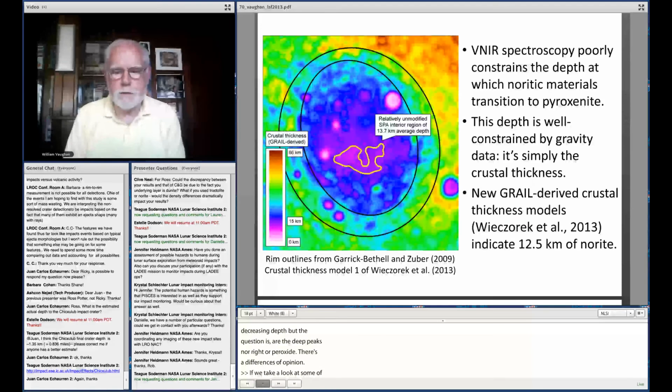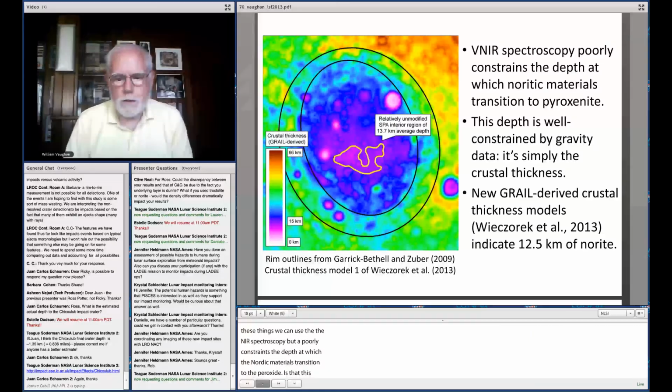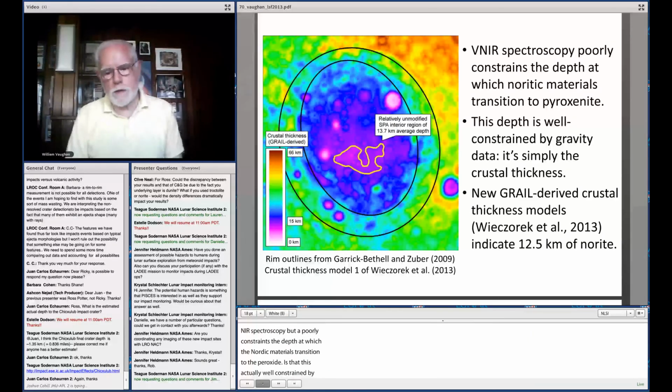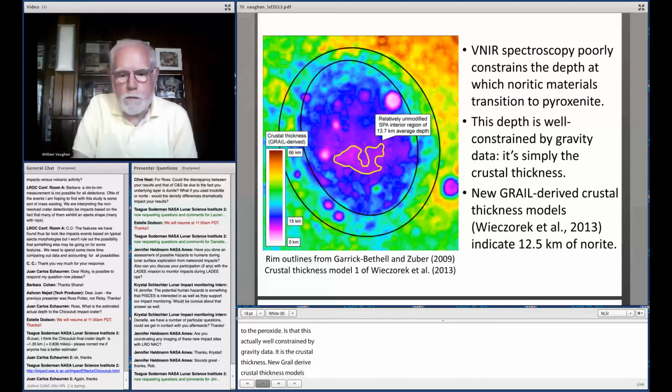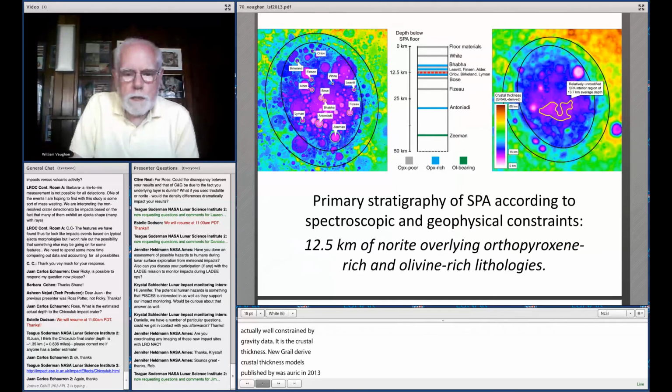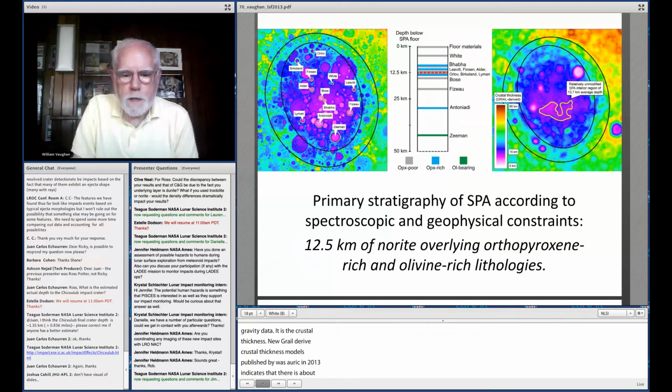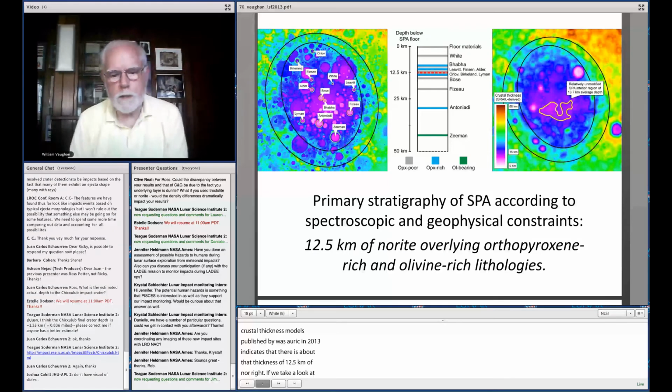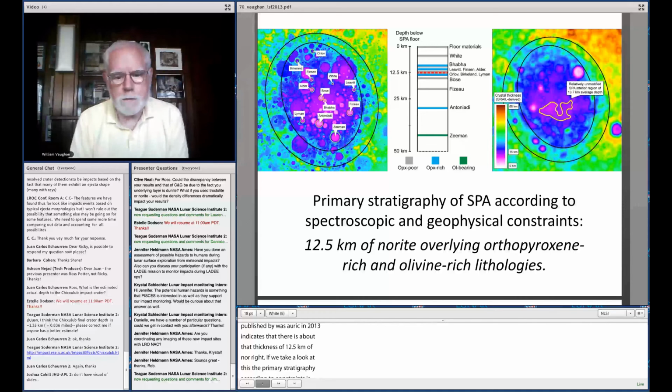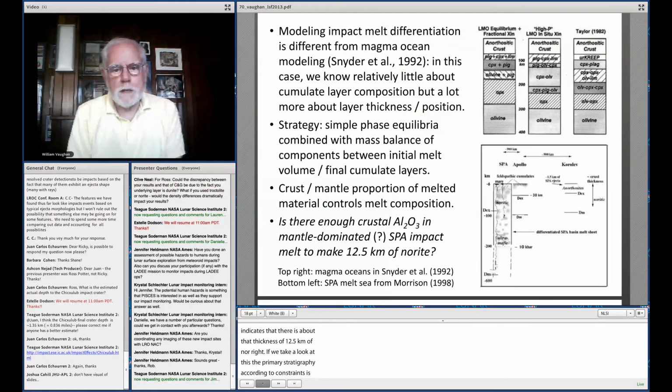but it poorly constrains the depth at which the noritic materials transition to the pyroxenite. And this depth is actually well constrained by gravity data. It's simply the crustal thickness. So new GRAIL-derived crustal thickness models, recently published in Science by Wieczorek et al. in 2013, indicate a crustal thickness of about 12.5 kilometers of norite. Next, please. Now, if we take a look at this, the primary stratigraphy of SPA, according to spectroscopic and geophysical constraints, is about 12.5 kilometers of norite, overlying orthopyroxene-rich and olivine-rich lithologies.